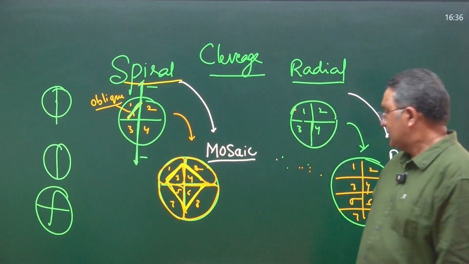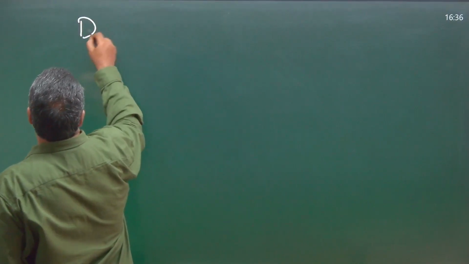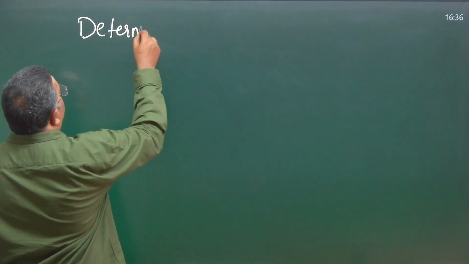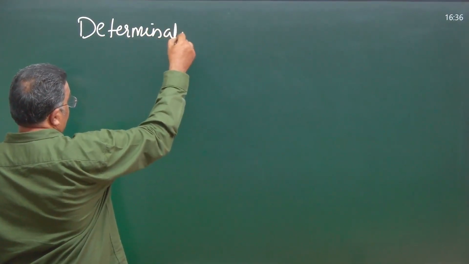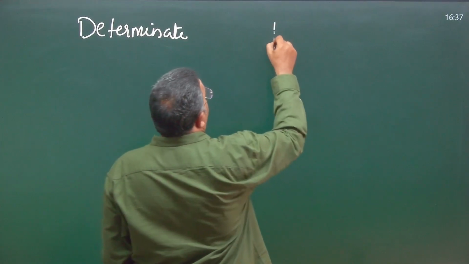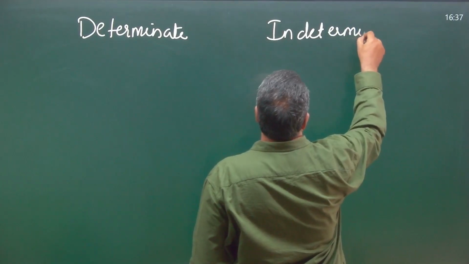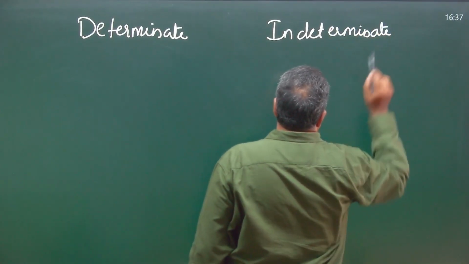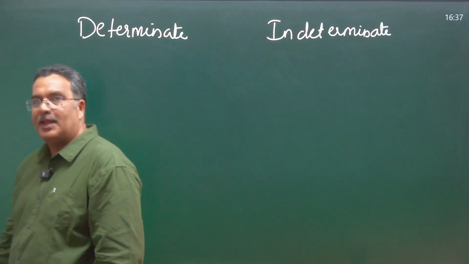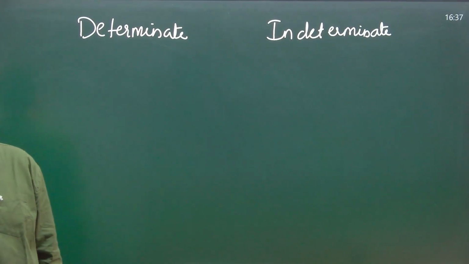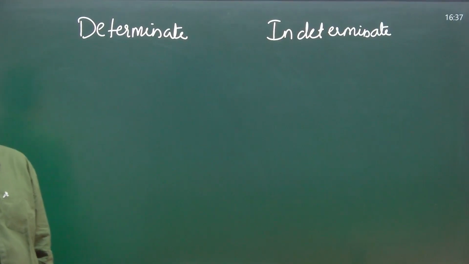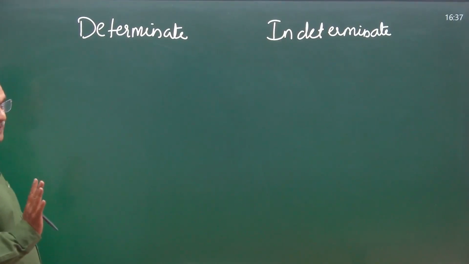Next, let us see determinate, indeterminate, determinate, indeterminate. You can even say this is non-NCERT, just definitions we are learning. We require a little bit of information, that is all.